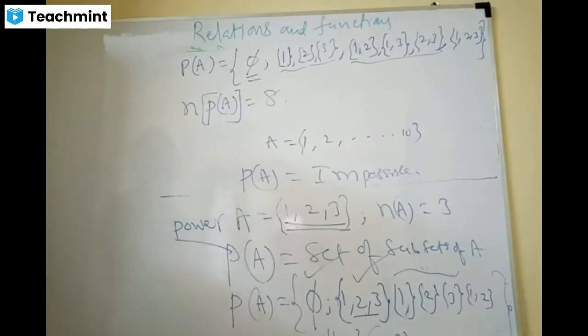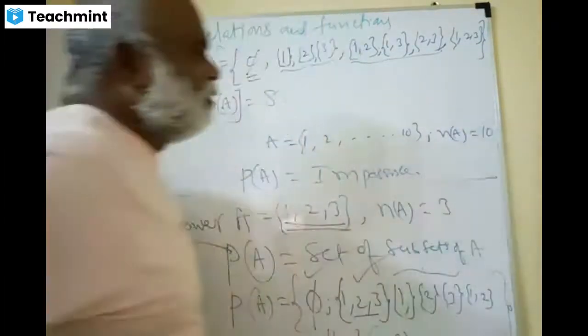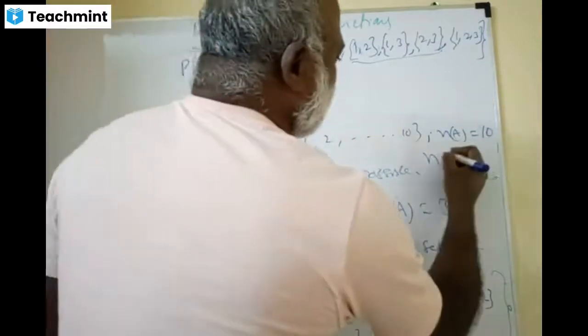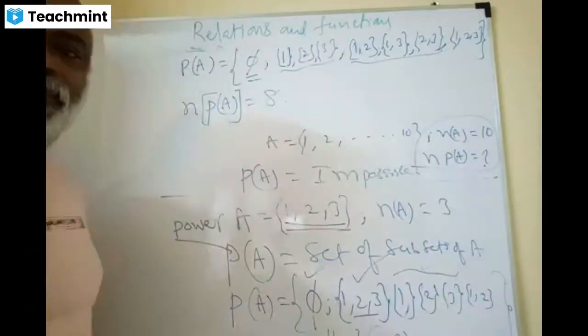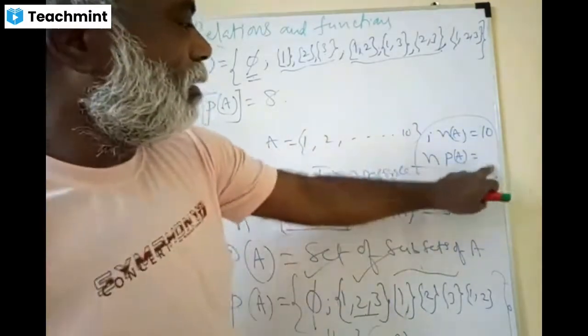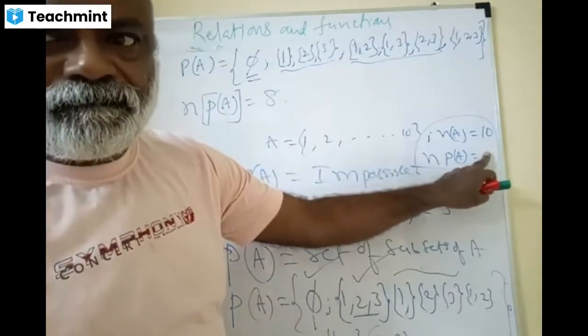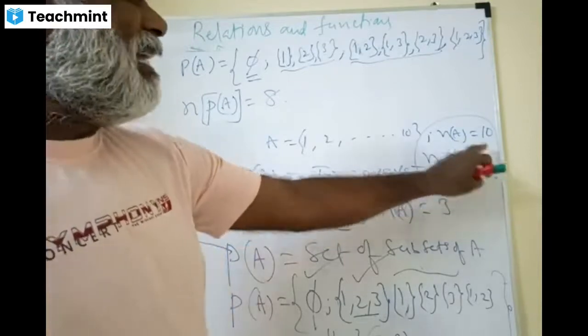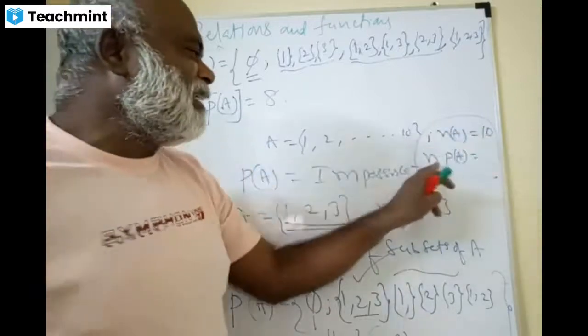But now how are you going to tell how many? If n of A equals 10, now what is n of P of A, dears? Anybody? 2 power n of A. 2 power n of A. In the question, just answer this: n of A is 10. What is n of P of A?